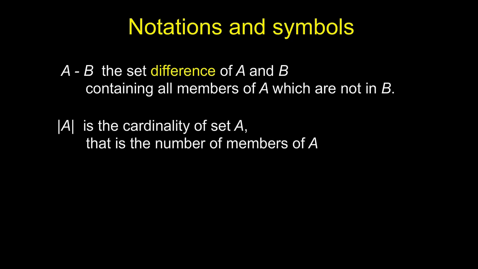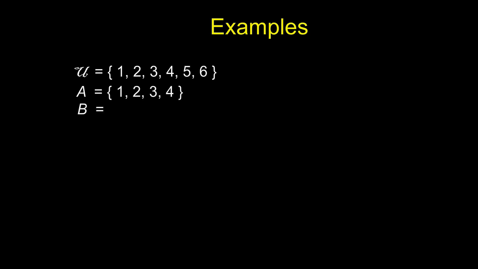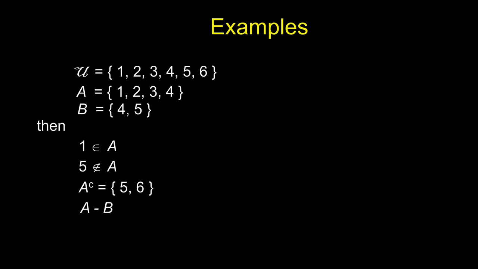Cardinality of set A is the number of members of set A. For example, if the universal set is 1, 2, 3, 4, 5, and 6, and the set A is 1, 2, 3, 4, and the set B is 4 and 5, then 1 is a member of A, 5 is not a member of A, and A complement contains 5 and 6, and A minus B equals 1, 2, 3, that is set A without 4 because 4 is a member of B. The cardinality of A is 4 and B is 2.